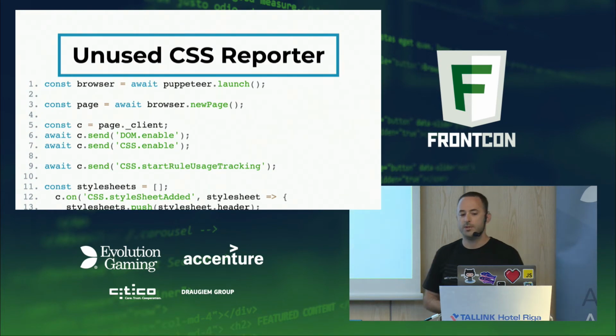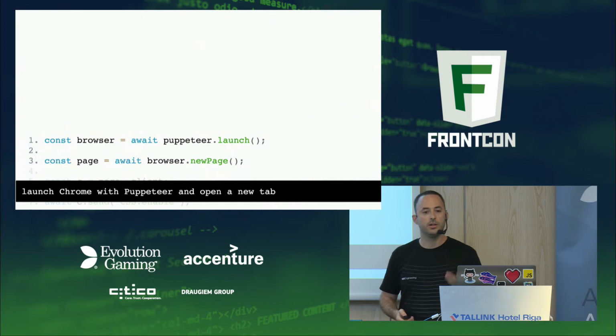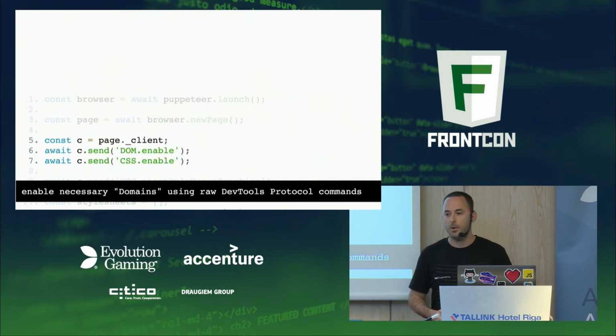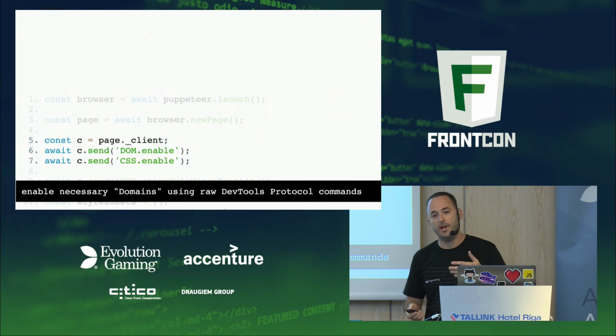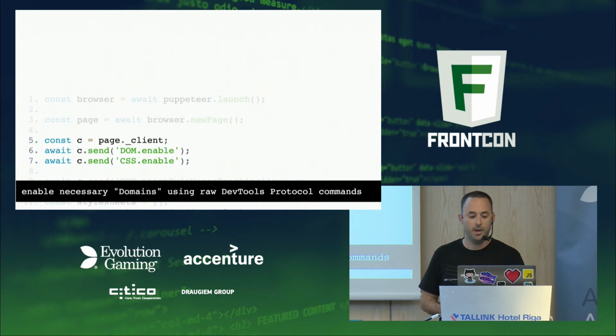So this is our unused CSS reporter. Again, I'm using Puppeteer. I'm launching it and opening up a new tab in my browser. You saw the command I want to send is CSS.startRuleUsageTracking. So I need to enable the CSS domain. This is why I have these DOM.enable and CSS.enable commands. The CSS domain is dependent on the DOM domain. This is kind of an implementation detail that you need to be familiar with. If you get this wrong, it'll give you a nice error message.